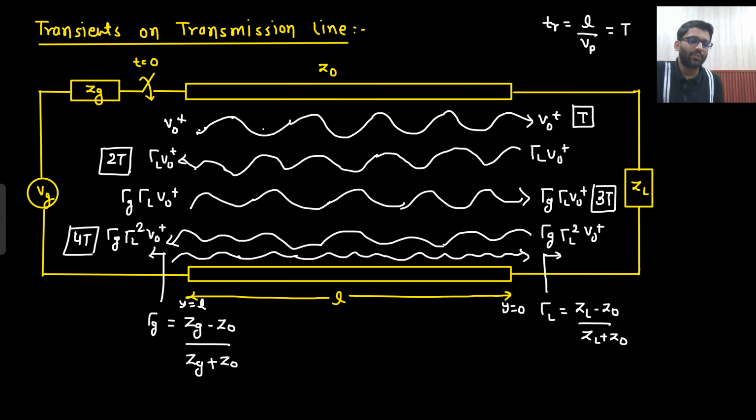If I ask you the value of voltage at y equals 0, but at time t equals T by 2, that will also be 0, because the first wave came at time t equals T. If I ask you the voltage at y equals 0 at time t equals T plus, what happened? V naught plus also came, along with that the reflected wave was also there. So V naught plus was there, along with that gamma L V naught plus.